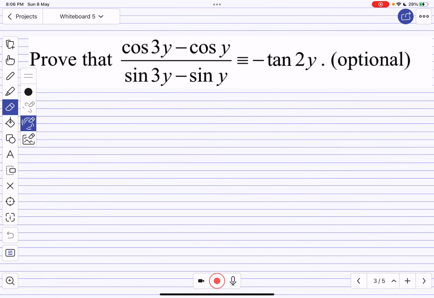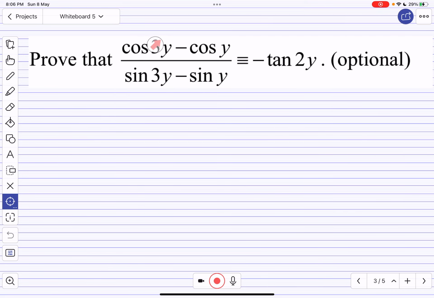So for this question, this is question 7. We are supposed to prove that (cos 3y − cos y) over (sin 3y − sin y) is equal to negative tangent 2y. Looking at how the endpoint is 2y, I'll start with the more complicated side, and I'll try to change everything to sine and cosine with the endpoint in mind, just like all the tips that I used to share with you during lesson time.